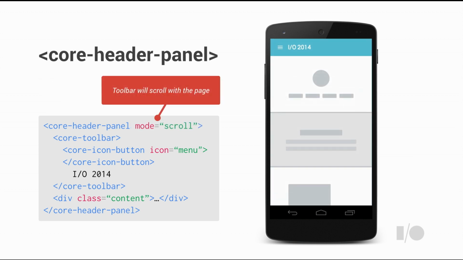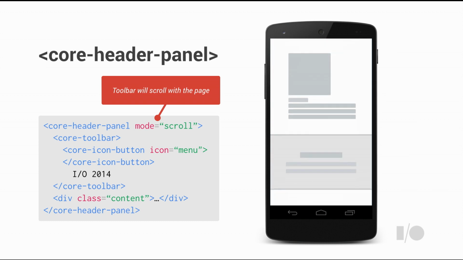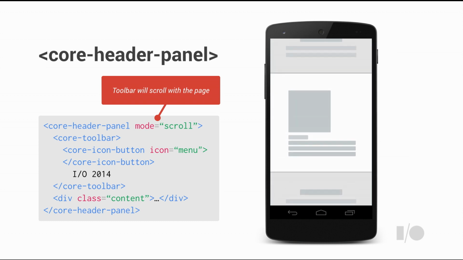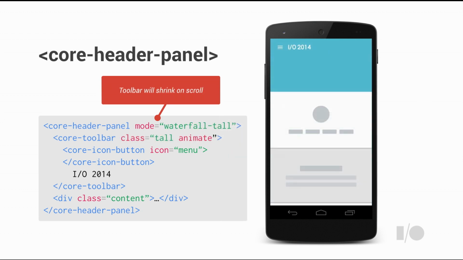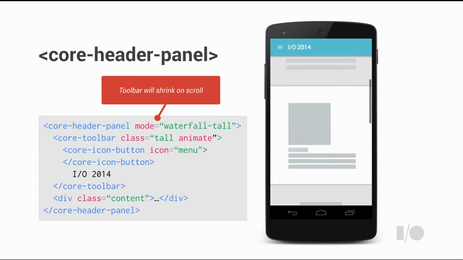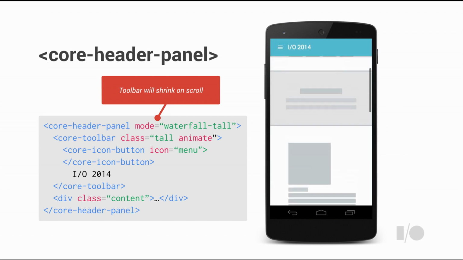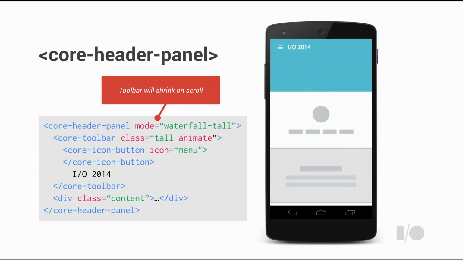Now, because custom elements are configurable, we can change that mode. We can set it to scroll. And what that's going to do is it's going to take our toolbar and it's going to fuse it with the rest of the content on the page. So as you see, when the user is scrolling now, it's actually going to slide the toolbar off the screen. And it's going to move with the rest of the content. And if we want to kind of riff on that taller toolbar that we had before, we have another mode, which is waterfall tall, which will actually do this cool sort of condensing animation as it collapses the toolbar down and the user scrolls around on screen.